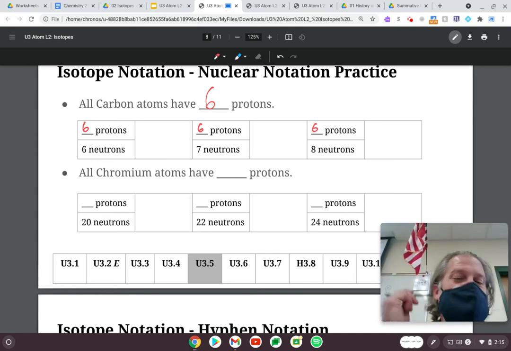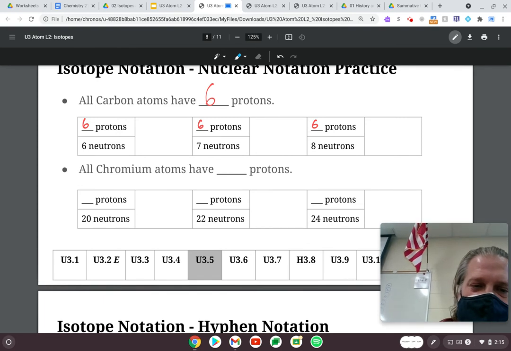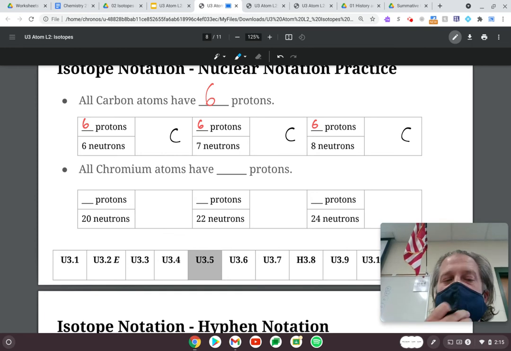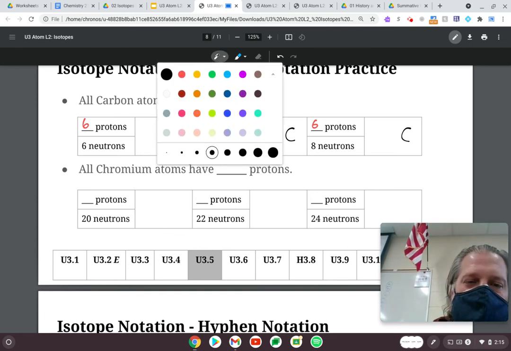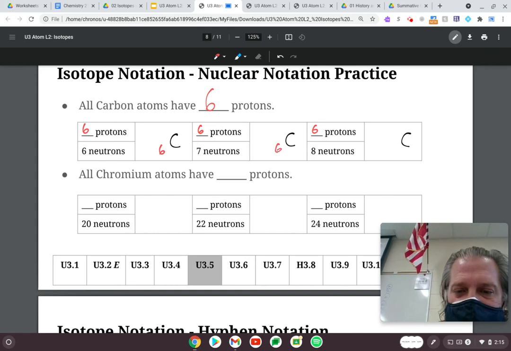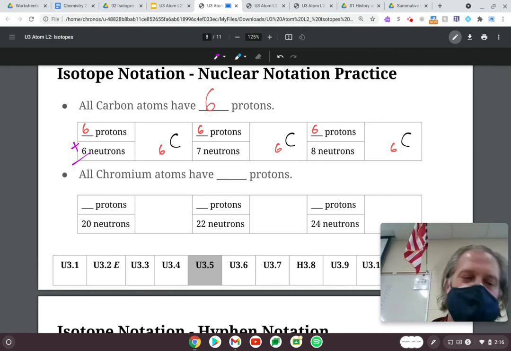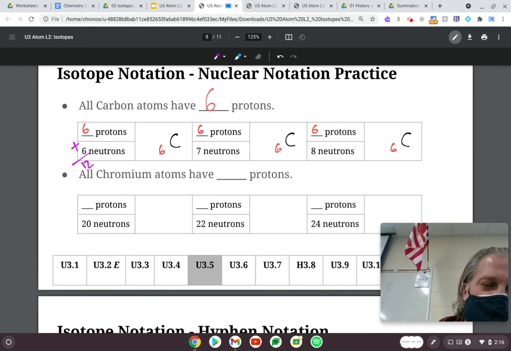When I go to write its nuclear notation, firstly, I'm going to write the symbol for carbon, which is C, all capital. I'm then going to say, well, on the bottom, I have to have the atomic number, which is the number of protons. So I'm going to put 6 on the bottom. Now on the top, I'm going to take the mass number, which is the sum, or I'm going to add up the protons and neutrons. So 6 plus 6 is 12, so that's going to go on top.